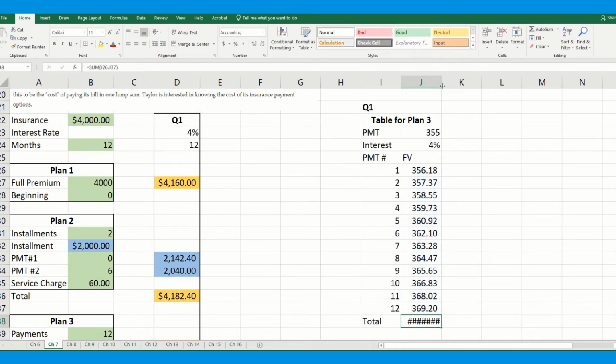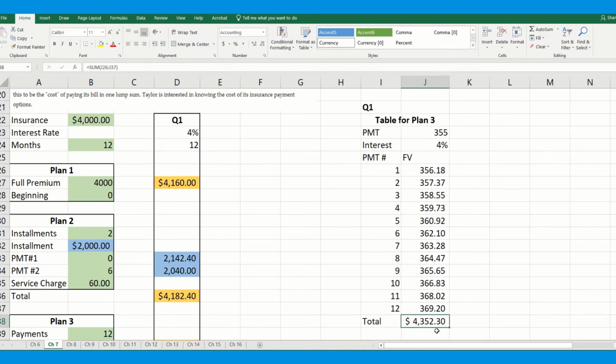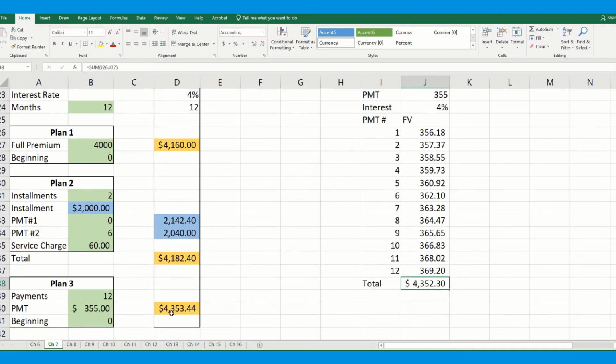Okay, and it's got a dollar sign, so I just needed to make it a little bit bigger. And that is the future value of all of those payments. Now you'll notice that there is a little bit of a difference. If I use the future value formula, then I end up with $4,353.44.